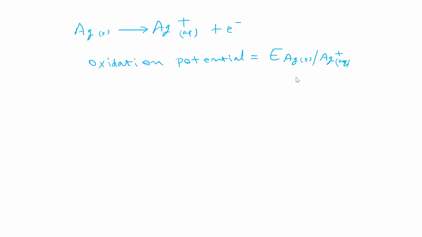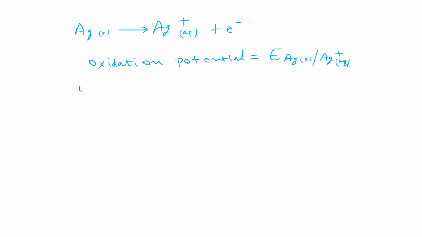Generally we do not mention the solid and aqueous. We can take directly Ag oblique Ag plus. That is fine, but the fully correct representation mentions the phase as well as the species. And how do you know whether it is an oxidation or reduction potential? Just check the oxidation number: here Ag is 0, there it is plus 1, changing from 0 to plus 1. So what is happening? Oxidation. So this symbol is for oxidation potential.